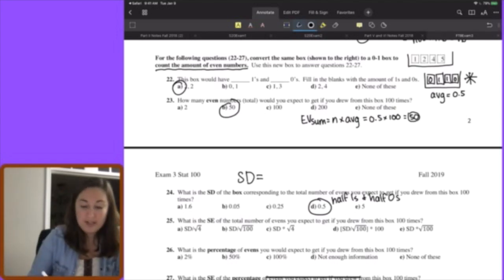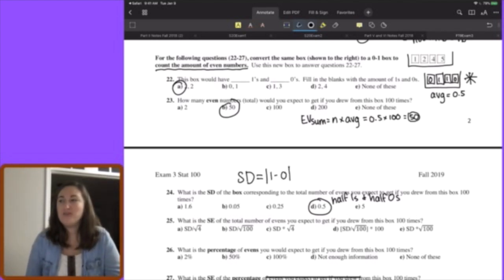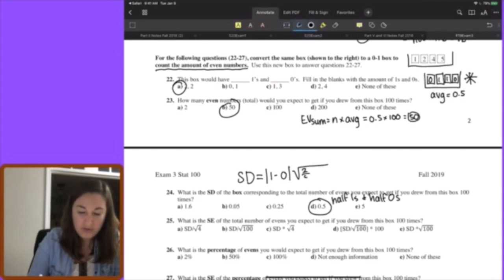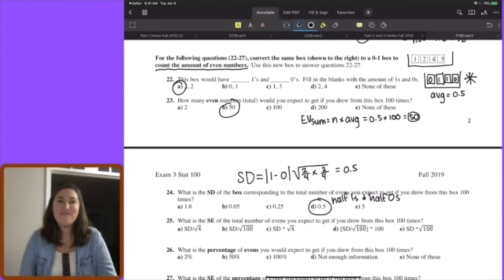If I wanted to do the shortcut formula, I could just say the absolute value of 1 minus 0, because I have ones and zeros, times the square root of the fraction of ones, which is 2 over 4, times the fraction of zeros, which is 2 over 4 as well. And that gives me 0.5. So you can always check yourself with the formulas.